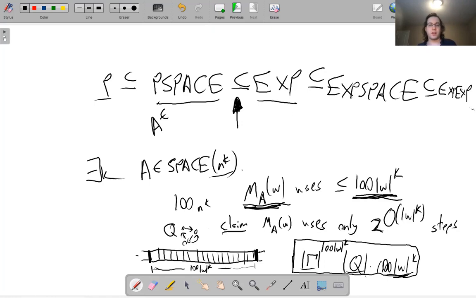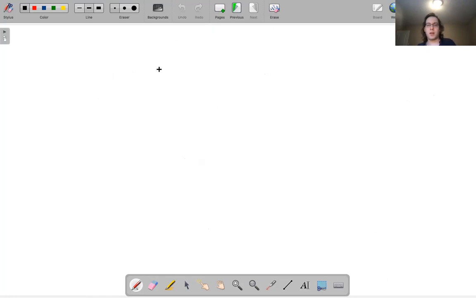All right. So that's the main thing for this lesson. One more thing that is in the notes, that I won't really go through here, is that if P equals PSPACE, then EXP equals EXPSPACE.